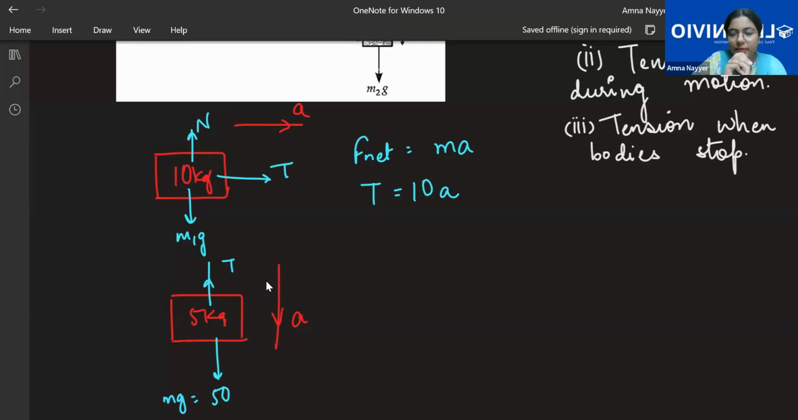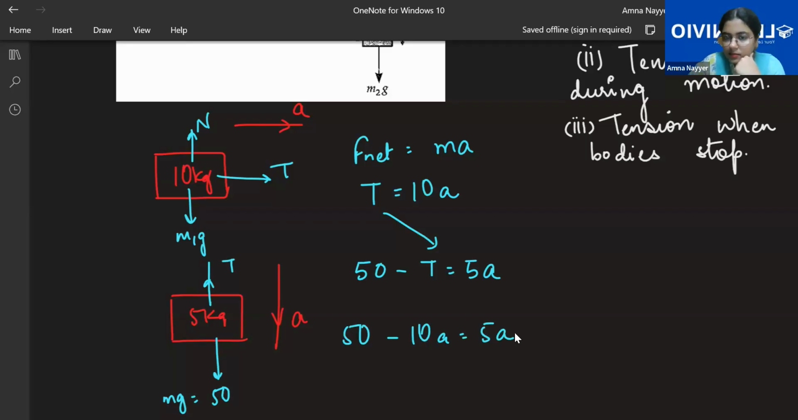Make the equation. 50 minus T. What, Aisha? 50 minus T is equal to ma. Yes, very good. See, net force 50 minus T or T minus 50. Acceleration is downwards, so 50 minus tension is equal to mass, which is 5, into acceleration. Okay, so from here, the first part asks for acceleration, so let us calculate the acceleration first. If I put the value of T here, it will be 50 minus 10A is equal to 5A.